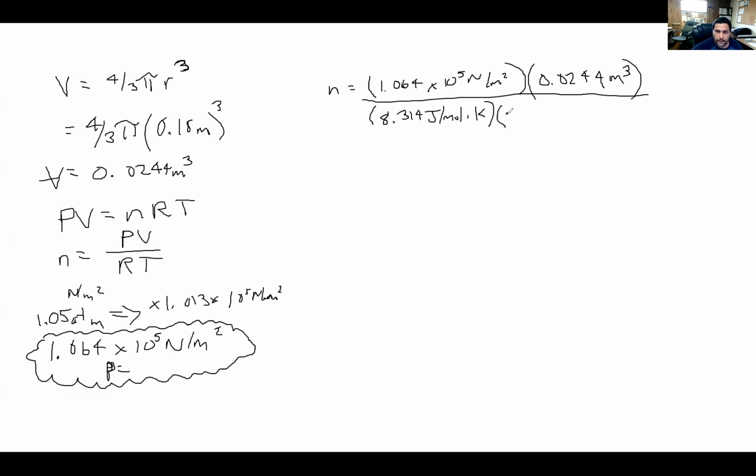For the temperature, I'm given 20 degrees C. To convert it to Kelvin, I add 273. So this is going to be 293. So the number of moles is 1.066. That is the number of moles of helium. So find the number of moles of helium. There's my number of moles.